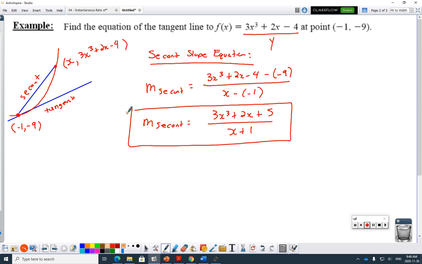Do you want to talk about my tidying up? Do you see what I did? I went negative 4, subtract negative 9, I got plus 5. And I went subtract negative 1, that's like plus 1. I just cleaned it up a little bit.